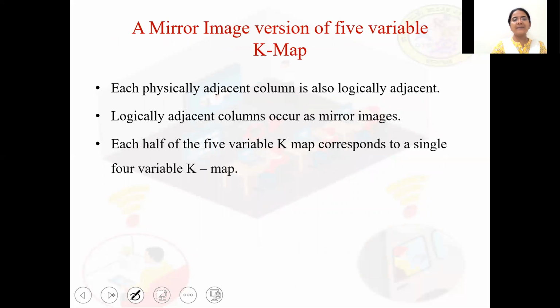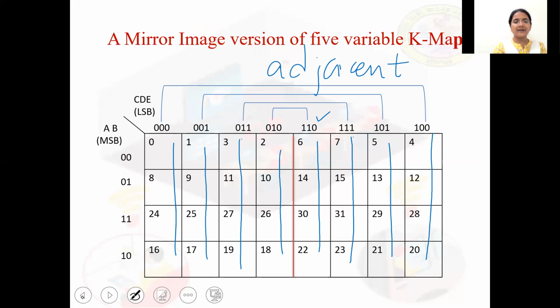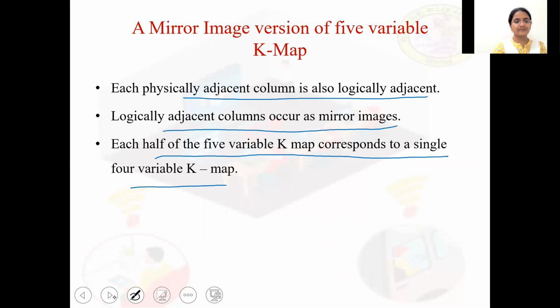In this mirror image version of the 5 variable K-map, a physically adjacent column is also logically adjacent. Logically adjacent columns occur as mirror images. Each half of the 5 variable K-map corresponds to a single 4 variable K-map. Each half of the 5 variable K-map is considered as a single 4 variable K-map.